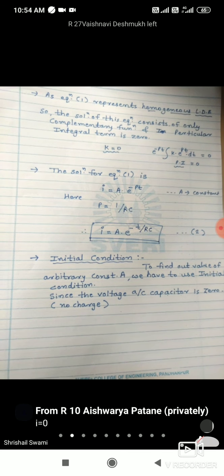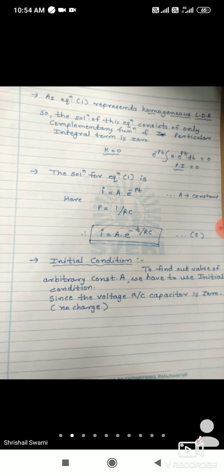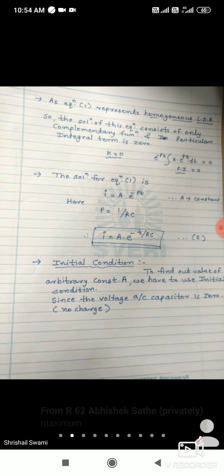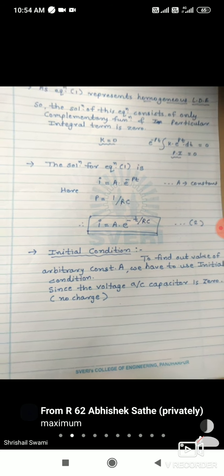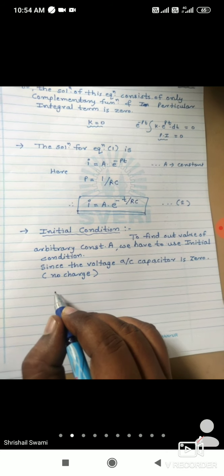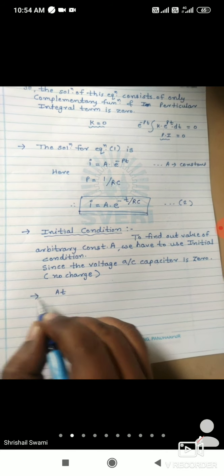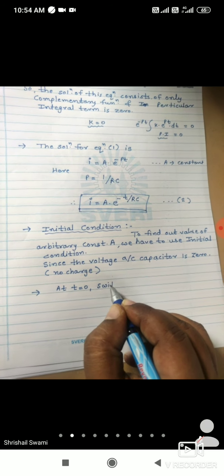Hello. Current is zero? No. Current zero means open circuit. Current is the maximum. Understood? So what will be the maximum current that I will show? So at t is equal to 0, switch is closed.